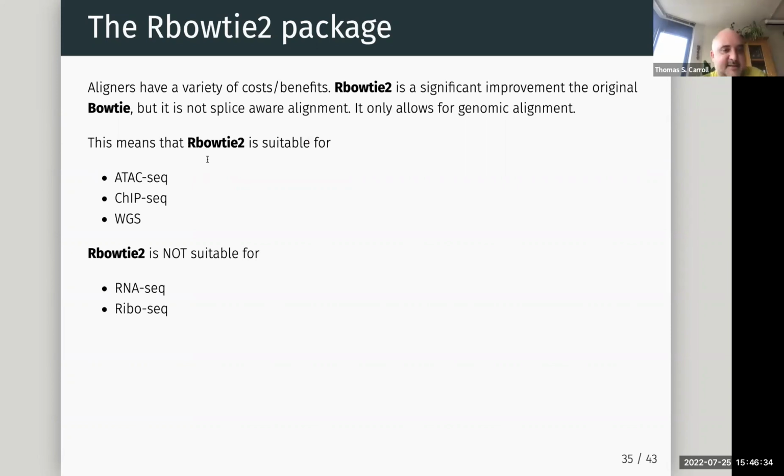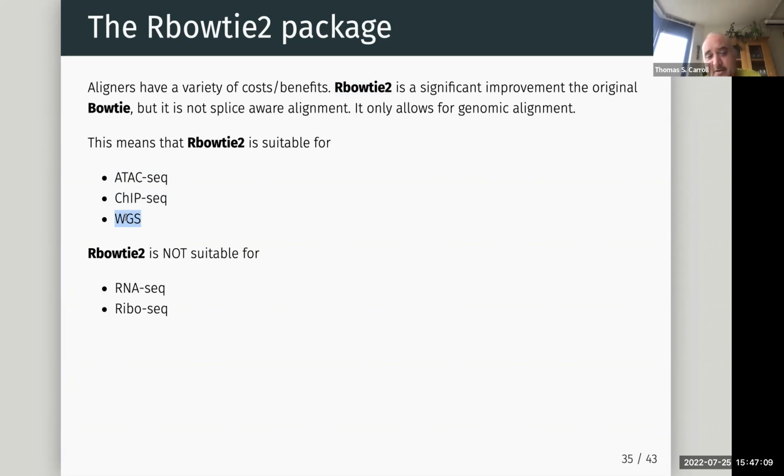So aligners have a variety of cost benefits. Our bowtie has a significant benefit compared to bowtie, which is slow and memory heavy. So bowtie 2 we would typically use for things like ATAC-seq, ChIP-seq, whole genome sequencing, and you just see a lot of bowtie 2 written into programs by other people. It's a very popular aligner, and it's a little older now, so it's well known.